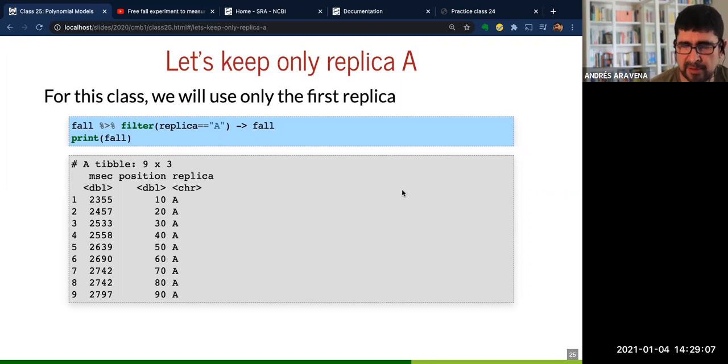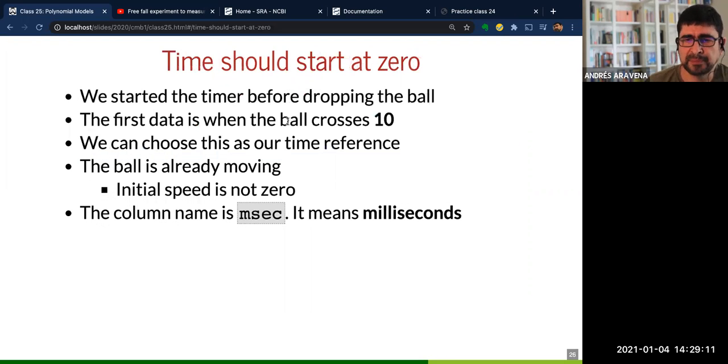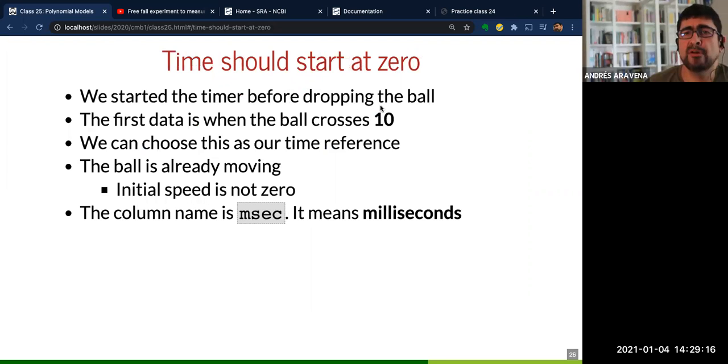And there is some adaptation that I need to do. Let's see here. For example, the timer started before dropping the ball. So I need to fix the time to kind of normalize the data. I want to change the data so that when the ball crosses the first line, that will be my time 0.